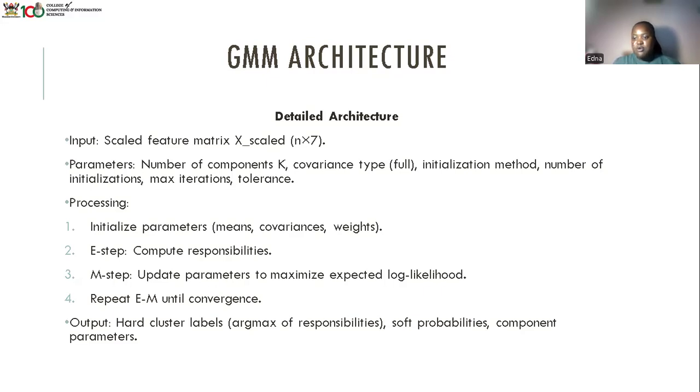This repeats until convergence, and the output is the hard labels from GMM predict stored in the DF chain GMM cluster column, and soft probabilities from GMM predict probability stored as GMM max probability, which is the highest probability assigned to any single tire for each rider.